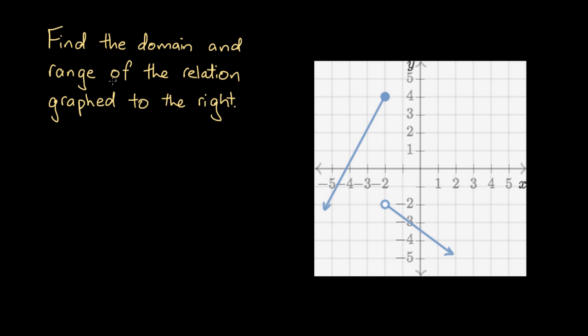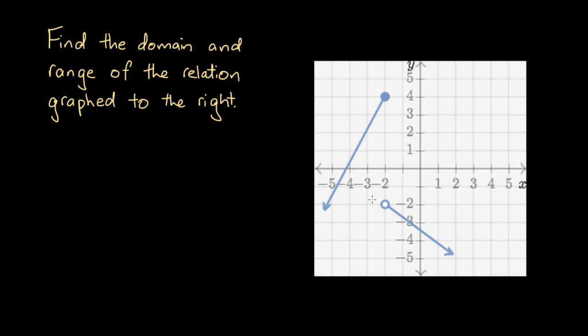Find the domain and the range of the relation graph to the right. Well, this graph of the relation consists of two lines. The first line has an arrow on one end indicating that it continues this behavior forever in the direction of this line, and a solid point on the other. This one has a hollow point and an arrow.